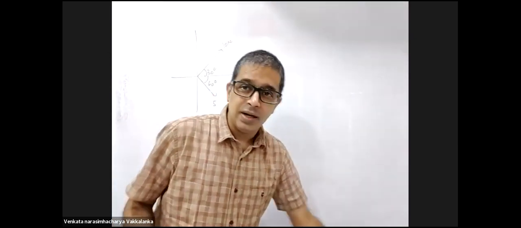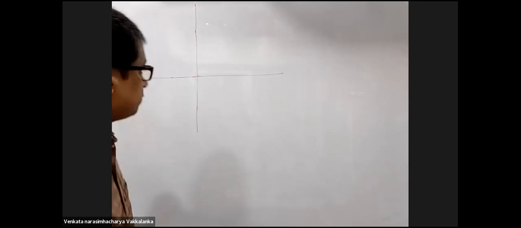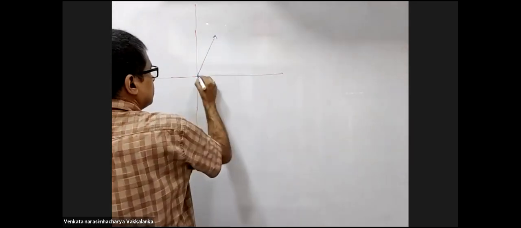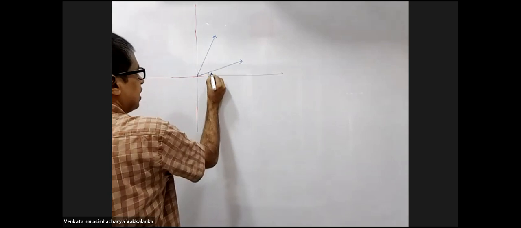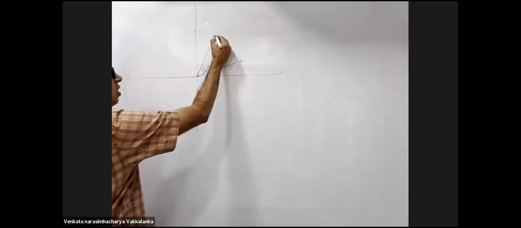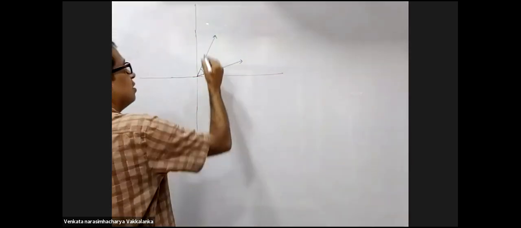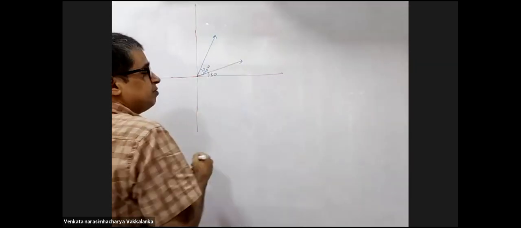Or wait, I'll take a convenient number for you. Slightly I'm changing this problem. Look out for this. You people know the value of sine 30 and cos 30. You have two vectors. This angle is 30 degree, this angle is 30 degree. That means this vector makes an angle of 60 with this. Now, I want the resultant of these two vectors.